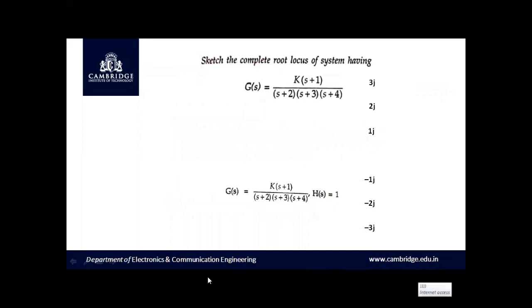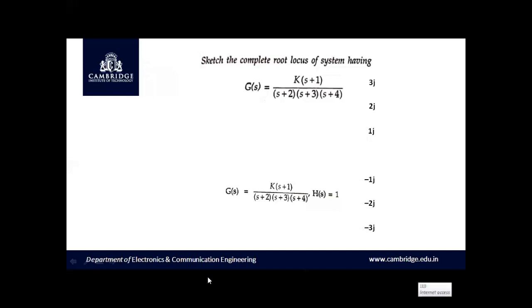You can take down this question. Sketch the complete root locus of the system having G(s) equal to K times (s plus 1) divided by (s plus 2) times (s plus 3) times (s plus 4). Let us solve this problem.